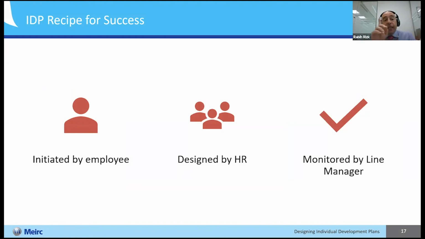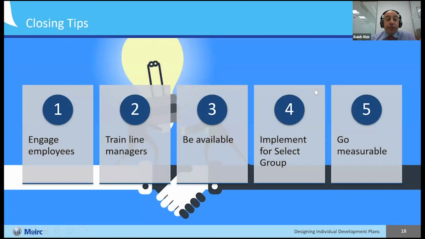I don't want the IDP to be only an Excel sheet or a system on a certain software. I want it to be implemented. It is designed by HR and it is monitored always by the line manager. So please make sure that you involve always those three stakeholders within the process of designing, developing, and implementing individual development plans. And some closing tips.